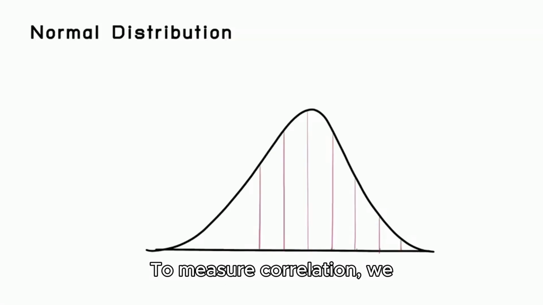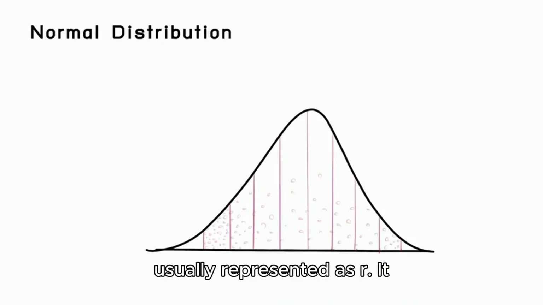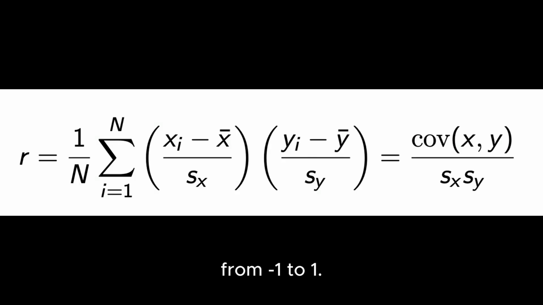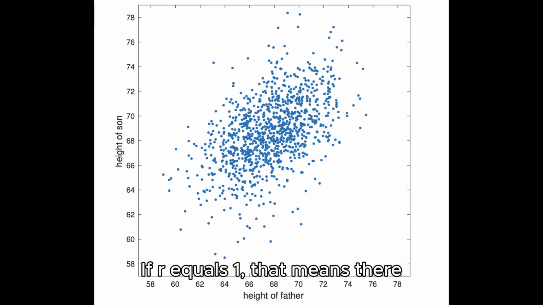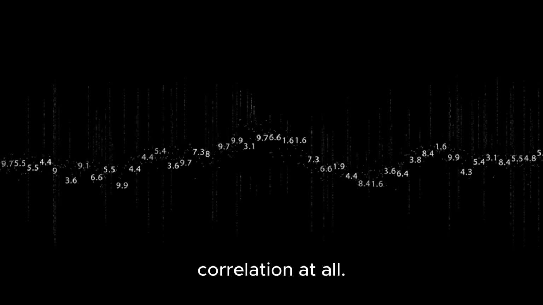To measure correlation, we use something called the correlation coefficient, usually represented as R. It tells us how strong and in what direction the relationship between two variables is. The value of R ranges from -1 to 1. If R equals 1, that means there is a perfect positive correlation, where both variables move in the same direction. If R equals -1, it means there is a perfect negative correlation, where one variable increases while the other decreases. If R is 0, there's no correlation at all.